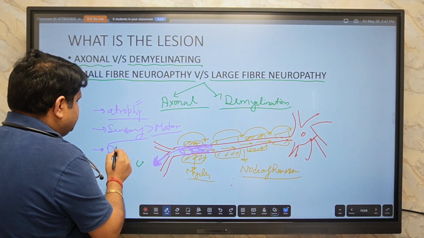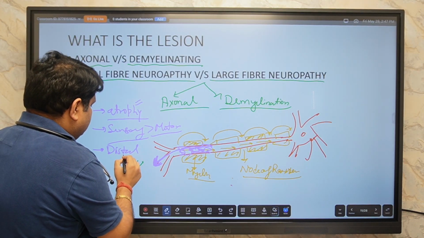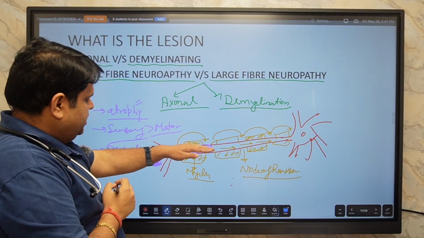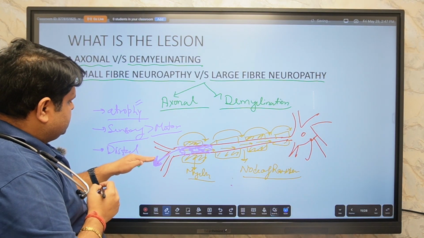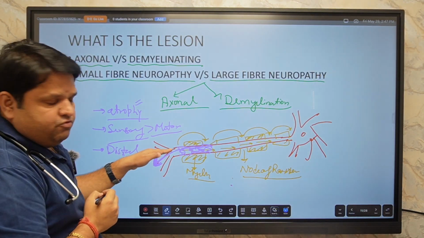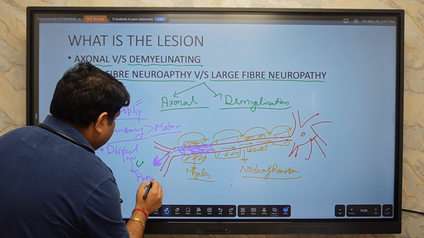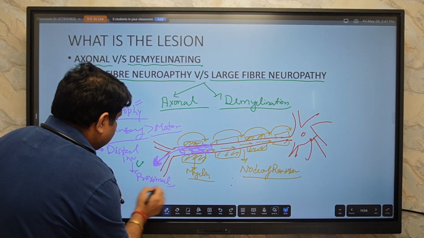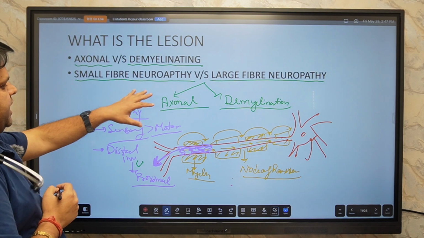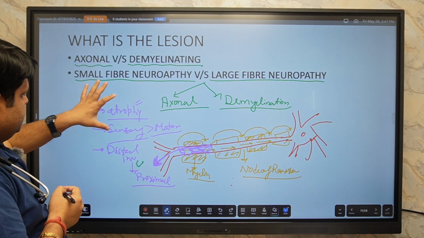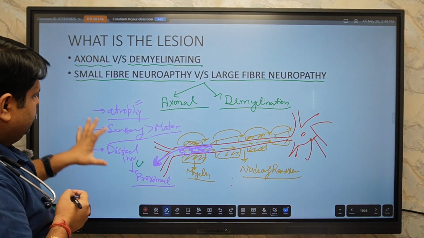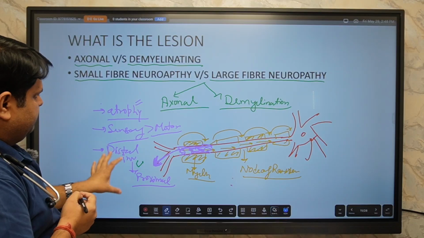And usually there is distal involvement first, because when there is an axon damage, there is no nutritional supply to the distal part. So symptoms start from the distal and then progress proximally. So in the case of axonal type of damage, there is early atrophy, sensory involvement more than motor, distal involvement initially, then progression to the proximal.